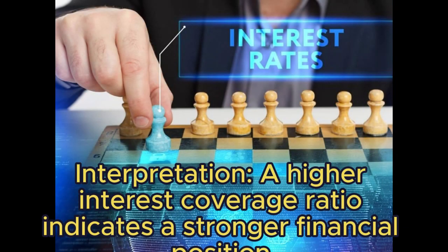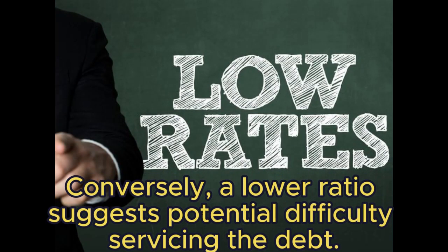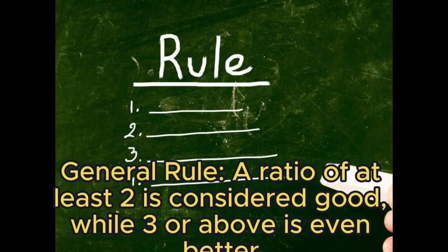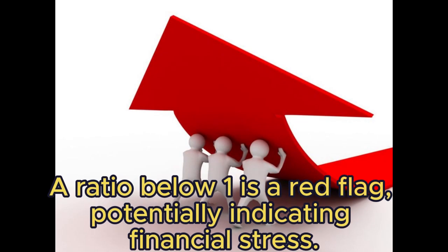Interpretation: a higher interest coverage ratio indicates a stronger financial position. It means the company generates enough profit to comfortably cover its interest payments. Conversely, a lower ratio suggests potential difficulty servicing the debt. General rule: a ratio of at least 2 is considered good, while 3 or above is even better. A ratio below 1 is a red flag, potentially indicating financial stress.